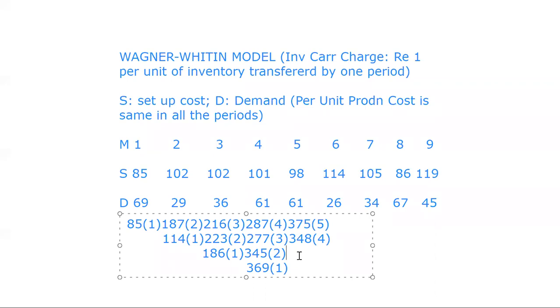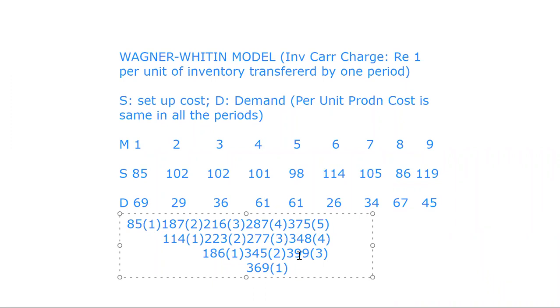It's 399. Okay, I accept that. Now comes an interesting result. So my result is I don't have to compute below that. That's what Wagner Whitin argued.